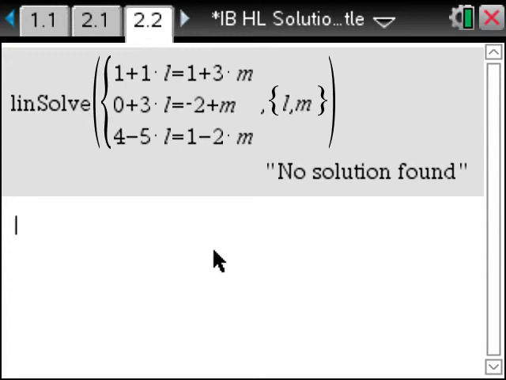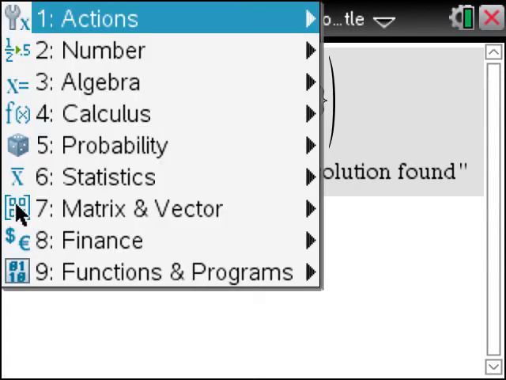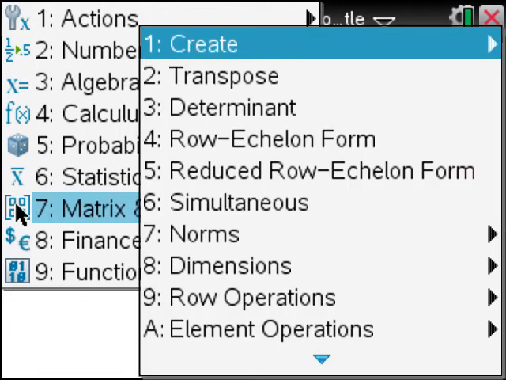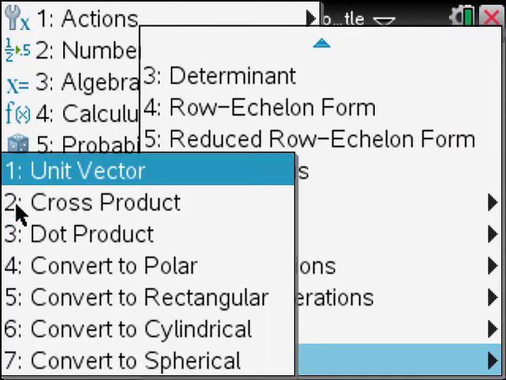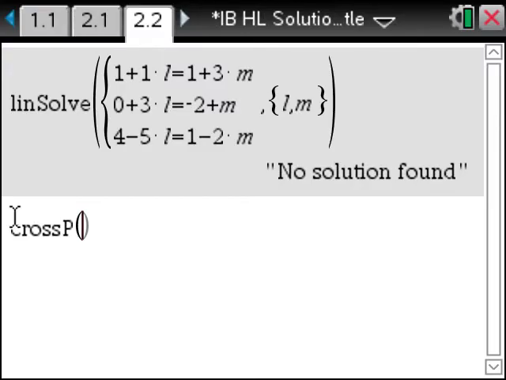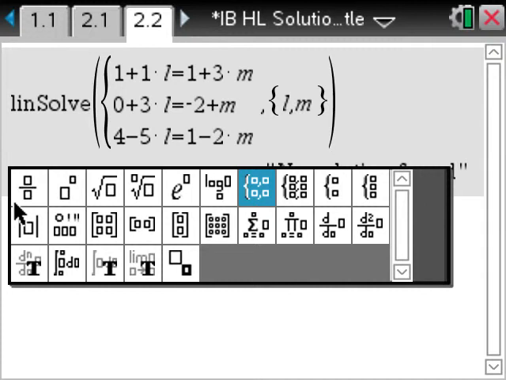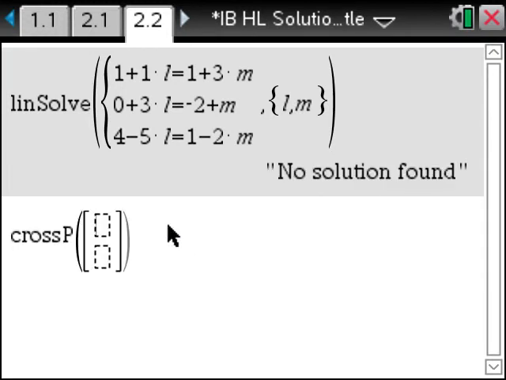Now we're after the plane, and we're going to have to use the direction vectors of L1 and L2. We're going to have to work out a line that's normal to them, so we'll do the cross product. So if I do menu and go down to matrix and vector, and what I want to do is go to the very bottom of this for vector, and I want to do the cross product. I want to do the cross product to 2 vectors, so I'll just press the template button to get the vector template.